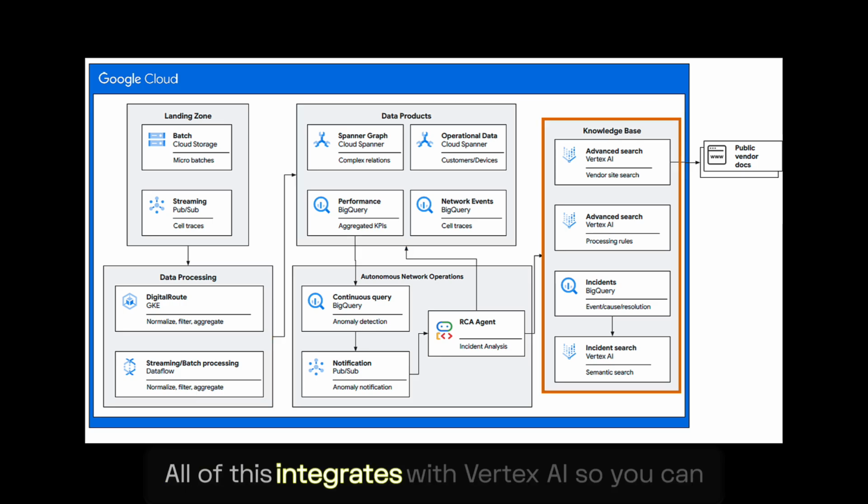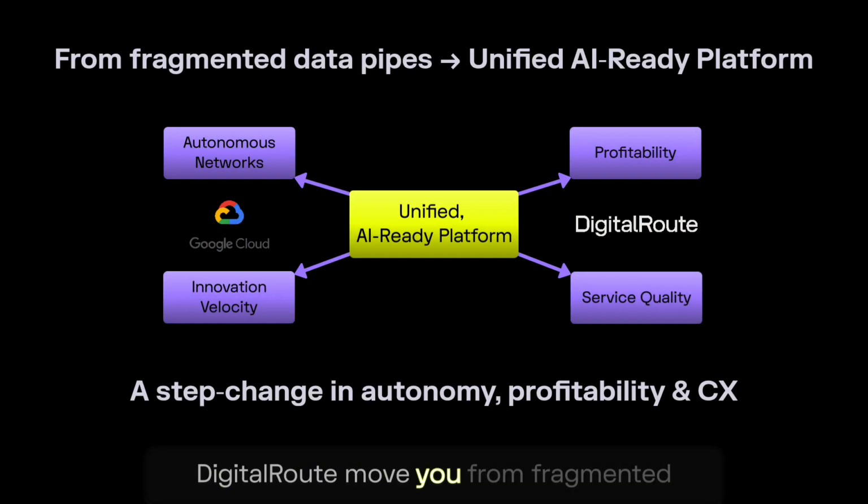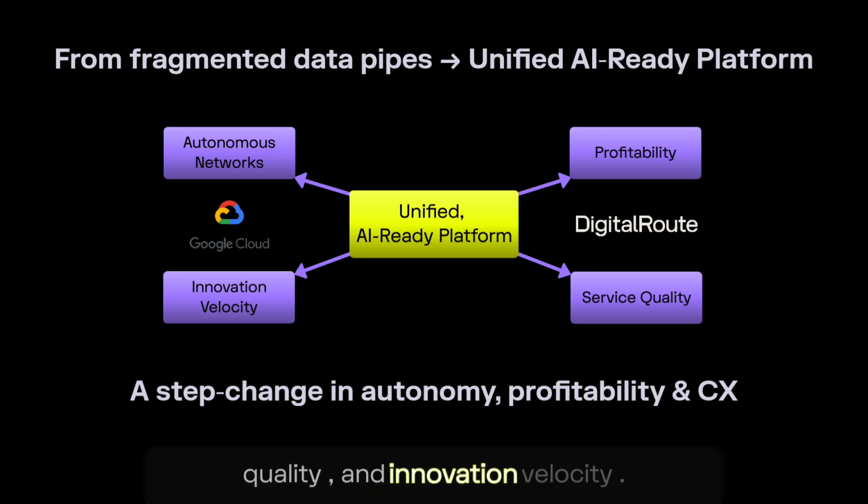All of this integrates with Vertex AI, so you can operationalize anomaly detection, root cause analysis, forecasting, and other AI agents on trusted data. In summary, Google Cloud and DigitalRoute move you from fragmented, vendor-specific data pipelines to a unified AI-ready data platform, enabling credible progress toward autonomous networks and measurable gains in profitability, service quality, and innovation velocity.